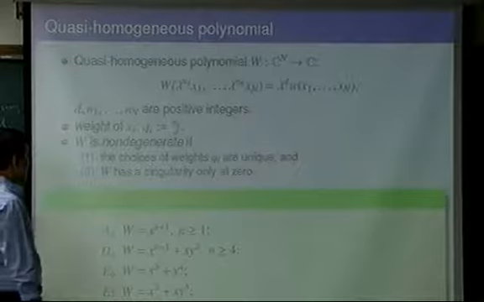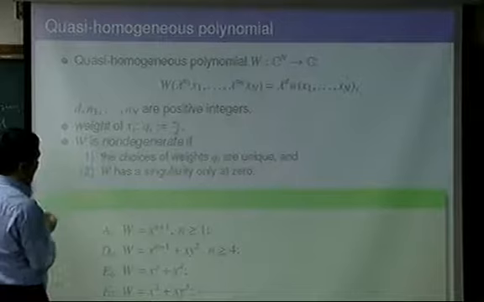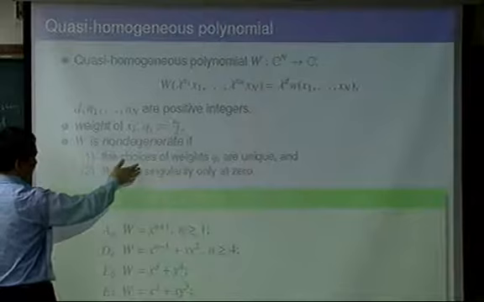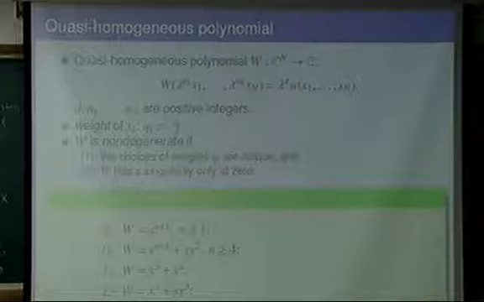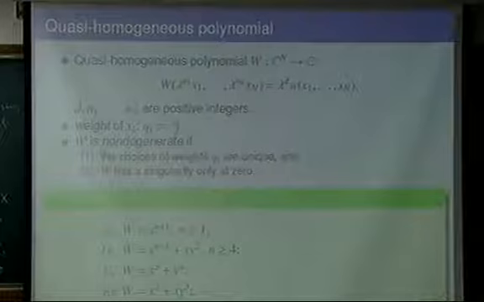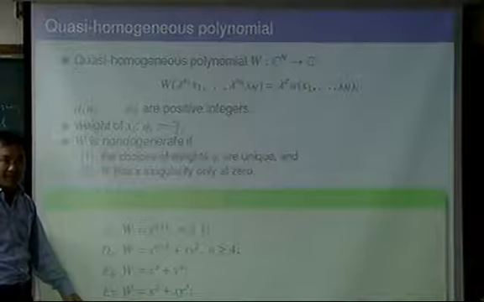So what we are interested in is a non-degenerate polynomial. W is non-degenerate if it satisfies the following two conditions. The first one is the weights qi are uniquely determined. The second is W has a singularity only at zero. So this example is the famous ADE singularities, like A, D, E6, E7, and E8.